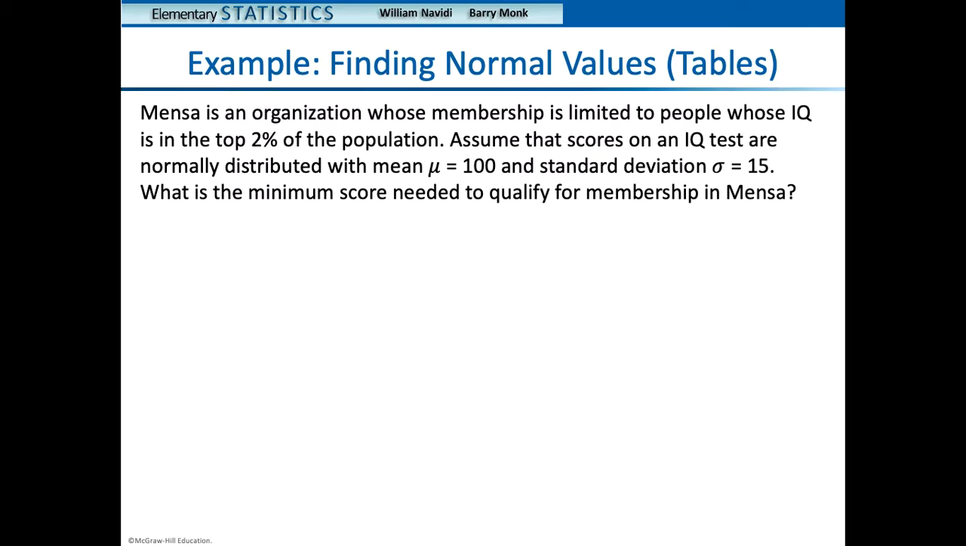So here's an example that illustrates that process. Mensa is an organization whose membership is limited to people whose IQ is in the top 2% of the population. Assume that scores on an IQ test are normally distributed with a mean of 100 and a standard deviation of 15. What is the minimum score needed to qualify for membership in Mensa?